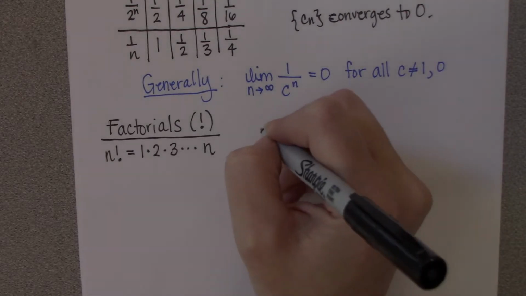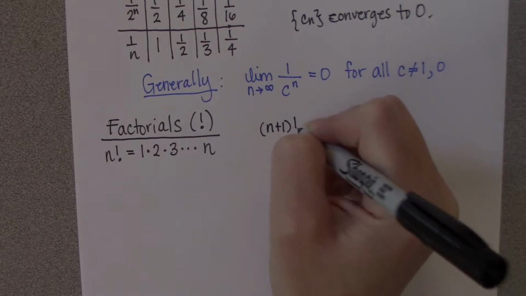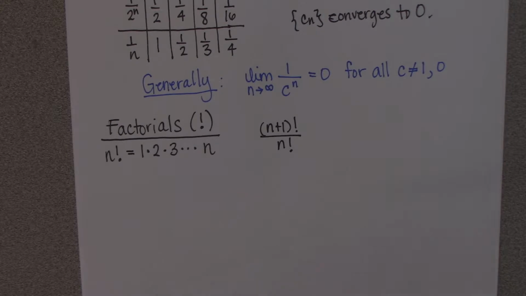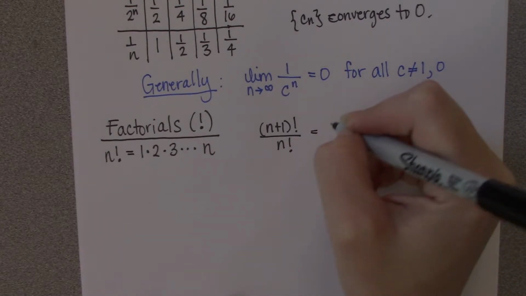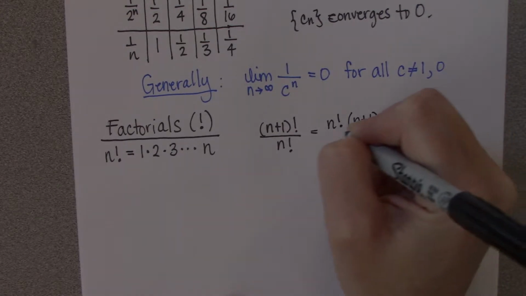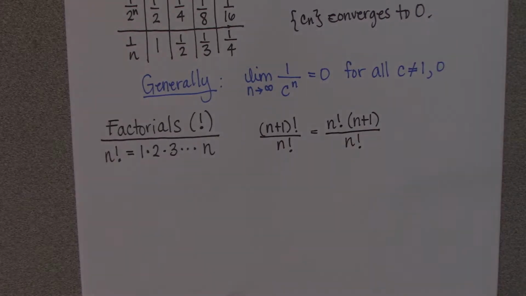So if I write n plus 1 factorial over n factorial. So the denominator is saying start at 1 and multiply all the way to n. The numerator is saying start at 1, multiply all the way to n, and then multiply by n plus 1, right? Because you go one number past. So n plus 1 factorial is really just n factorial times n plus 1.